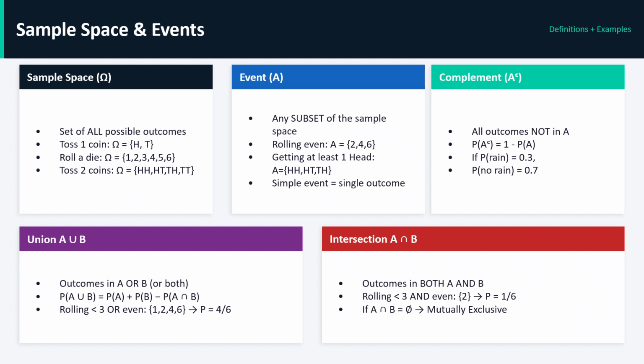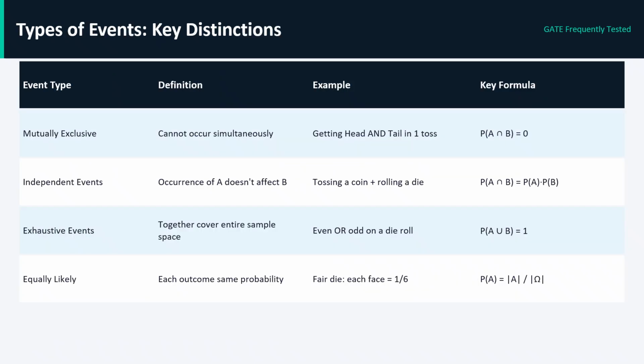And union, A union B. Outcomes in A or B or both. Probability of A union B will be equal to probability of A plus probability of B minus probability of A intersection B. This is an example. Outcomes in case of intersection of two events, A intersection B, are outcomes in both A and B. If two events are mutually exclusive, in that case, A intersection B is equal to phi, and their probability is 0. Joint probability.